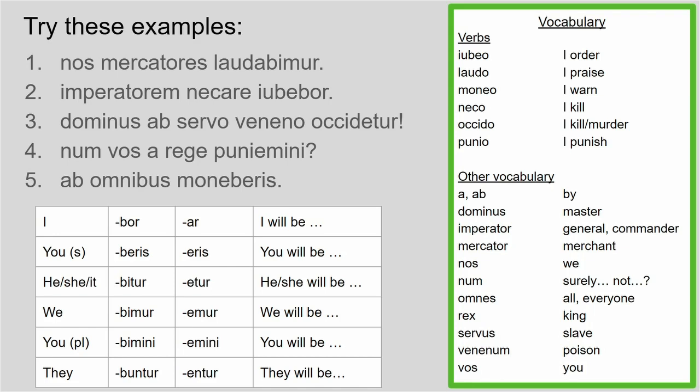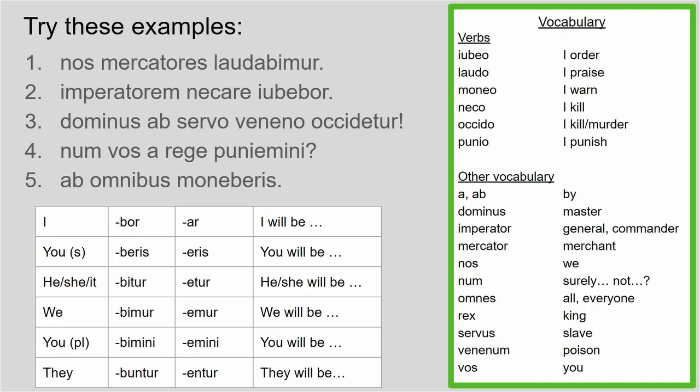Number 4, num vos a rege punemini. Surely not is my first word, my question word. Vos shows me that that is nominative and therefore I'm looking for a second person plural ending of my verb. Do I have that? Yes, I do. Punemini. Punemini is you will be, so it goes to my vos. You will be punished a rege, by the king. Now, in this case, num tells me that the answer is expected to be no. So surely you will not be punished by the king.